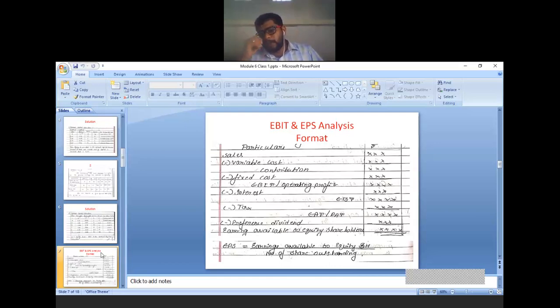Normally in the problem they will give EBIT, that is earning before interest and tax. From earning before interest and tax you need to deduct interest. That interest is only relating to debenture capital or debt capital. One more name for debenture capital is long term borrowings. So that interest you have to deduct, then you will get EBT, that is earning before tax. Then deduct the tax portion, whatever the corporate tax given in the problem. Then you will get earning after tax or profit after tax.